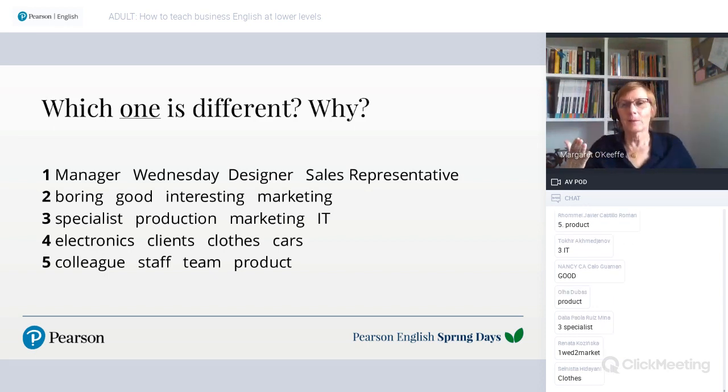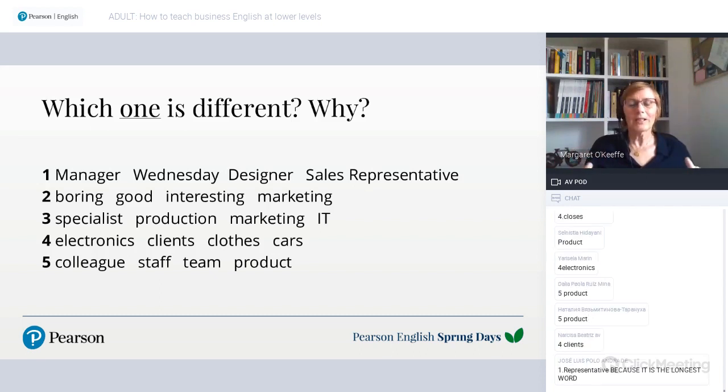And I love this kind of thing, because if I get my students to work on this type of very simple exercise to put together, the first one, number one, for instance, they'll go, okay, Wednesday's different because it's a day of the week. But then they look again and go, oh, actually, sales representative could be different because it's two words and the others are all one word. So there's different ways of looking at it. And so provided you can give me a good why, I think that's a perfectly valid answer.